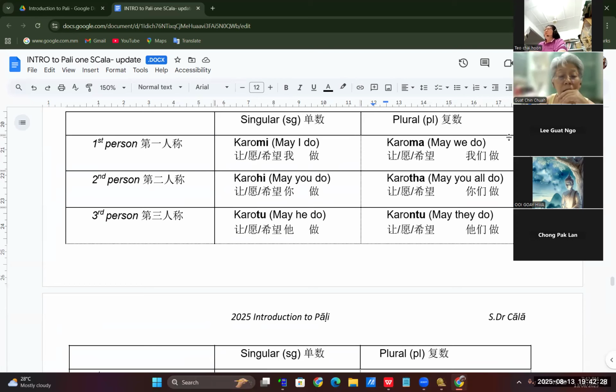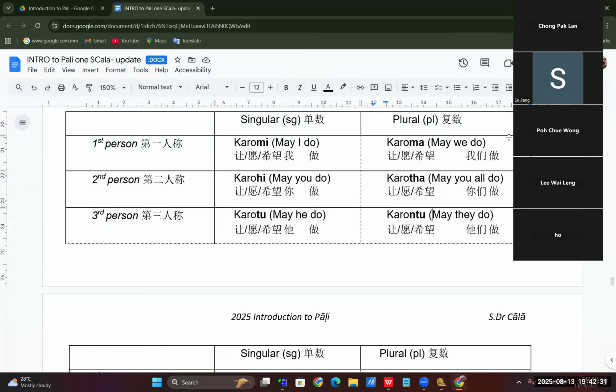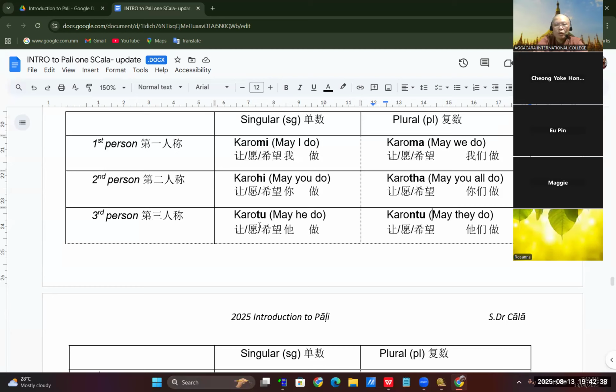Okay, now we go for the verb 'to do'. Okay, now let's recite. Third person: karotu, may he do. Karontu, may they do. Karohi, may you do. Karotha, may you all do. Karomi, may I do. Karoma, may we do. Okay, so just recite the Pali.